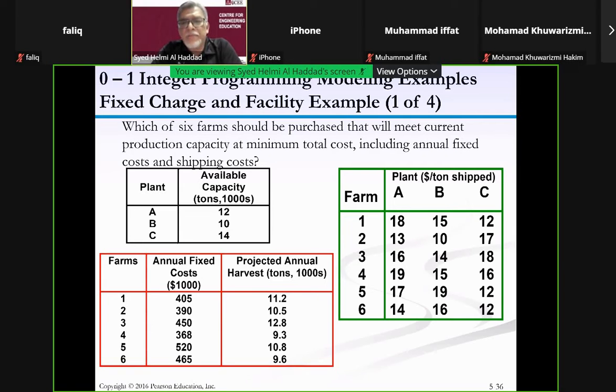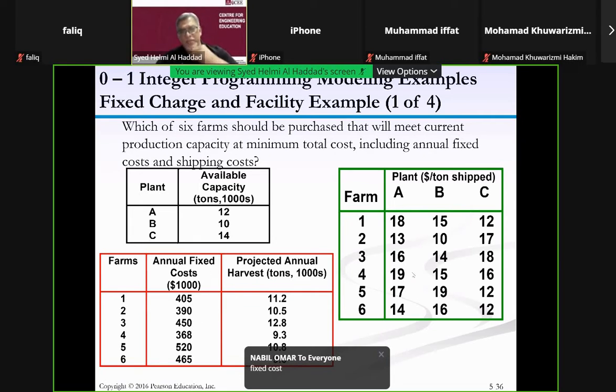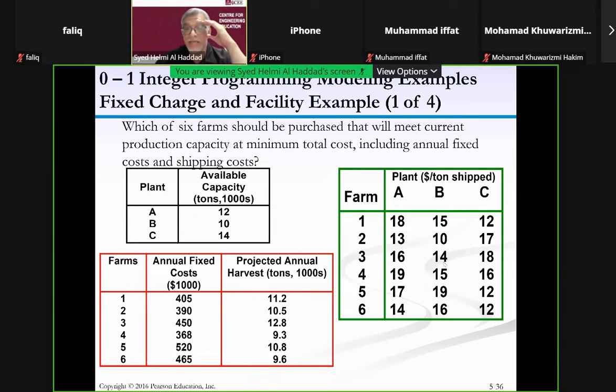We have 2 types of cost, right? One is the plant cost per ton to be shipped, which is 18, 15, 12, and all this. We want to minimize this. And what about the other type of cost? The fixed cost, the annual fixed cost. So we have 2 types of costs here. Because of that, we need to give different variables. We can call this X1A, X1B, X1C, and so on until X6C.